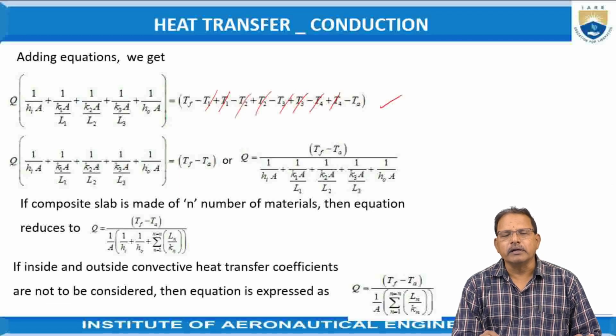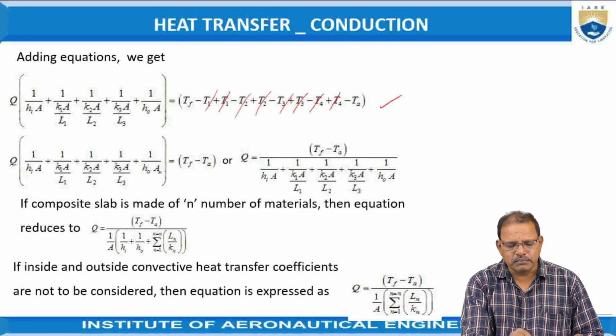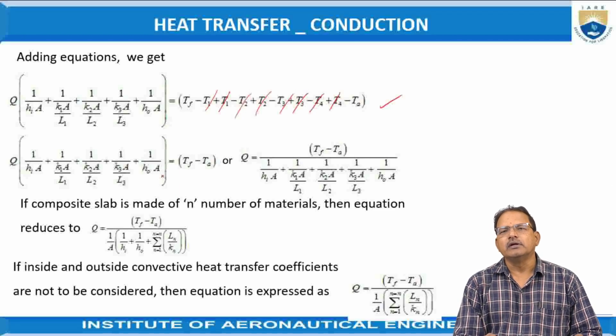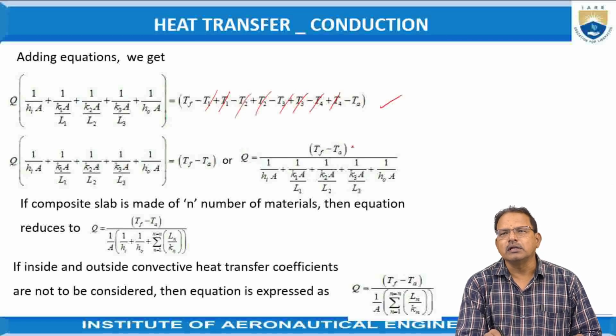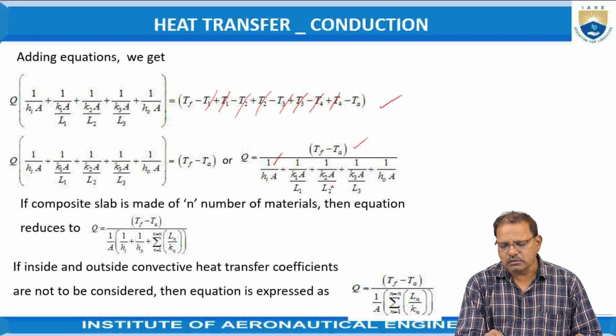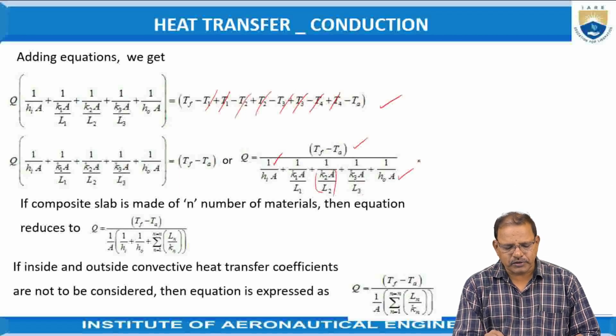If you take Q as common, we have 1 by Hi A plus 1 by K1 A divided by L1 plus 1 by K2 A divided by L2 plus 1 by K3 A divided by L3 plus 1 by H0 A, and it is equal to Tf minus Ta. So from this relationship, Q is equal to Tf minus Ta divided by 1 by Hi A plus L1 by K1 A plus L2 by K2 A plus L3 by K3 A plus 1 by H0 A.